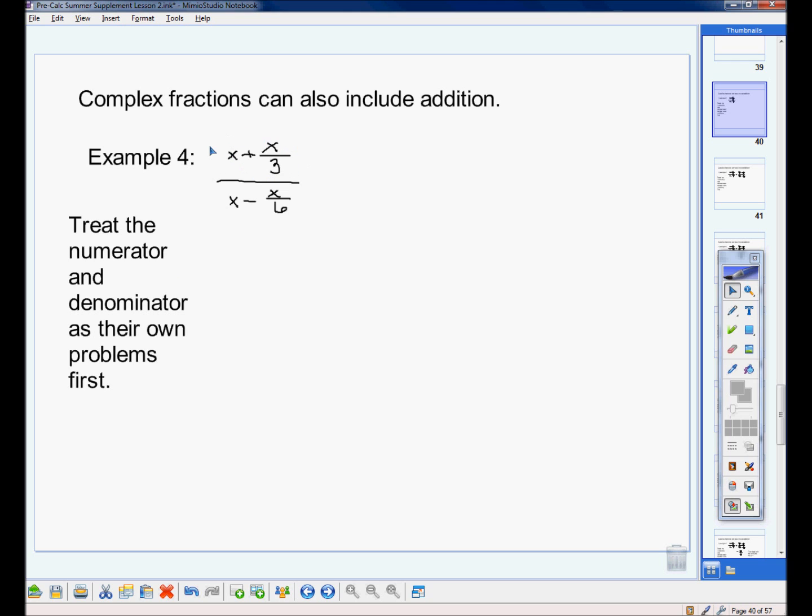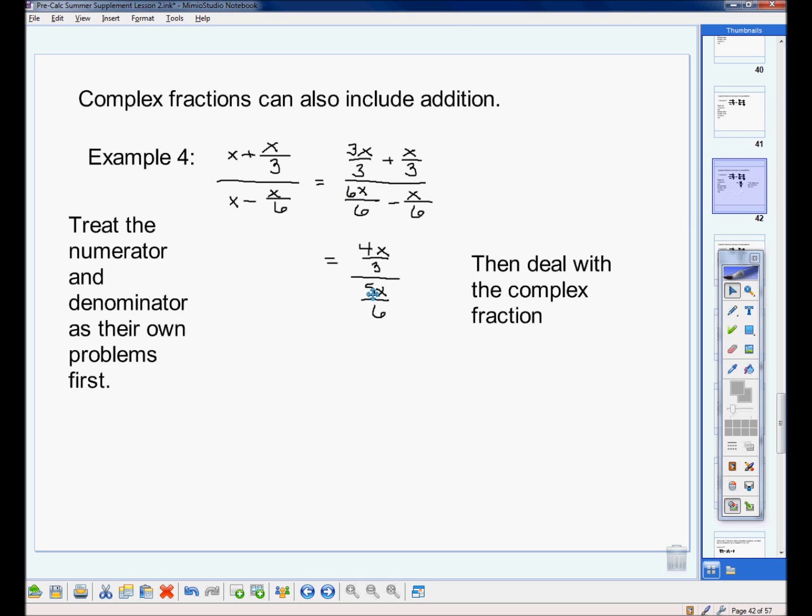So in other words, I look at this numerator and say, well, the common denominator here is going to have to be 3. So I'll have to multiply this times 3 and this times 3. The common denominator down here is going to be 6. So I'll be multiplying this by 6/6. There's what that looks like. Common denominator 3, common denominator 6, and then we can put those things together. 3x plus x is 4x over 3. 6x minus x is 5x over 6.